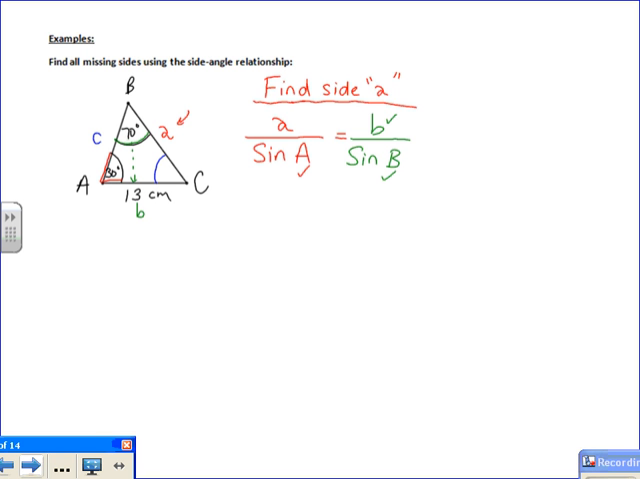So let's substitute in all the information that we know here. I don't know side length A, so I'll leave it like this. But I know that angle A is equal to 30 degrees. And that's equal to my sine ratio for B, where B is equal to 13 centimeters and angle B is equal to 70 degrees. So on the bottom, I have the sine of 70 degrees.